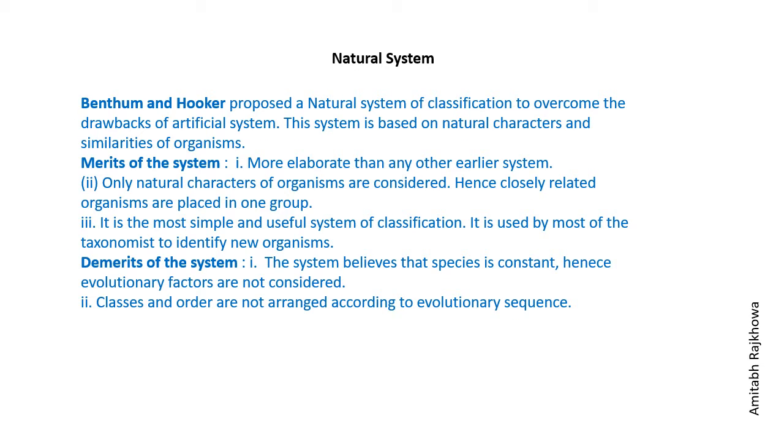To overcome the drawbacks of artificial system, Bentham and Hooker proposed the natural system of classification. In this system, the natural characters of organisms were considered. It is considered the most practical system of classification. It has some drawbacks as well as lots of merits.